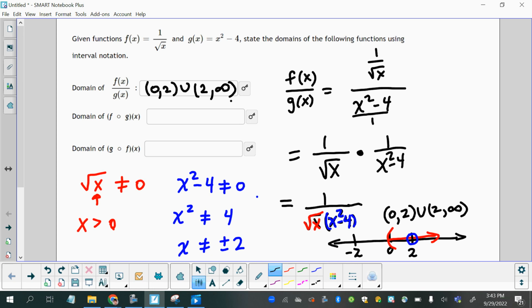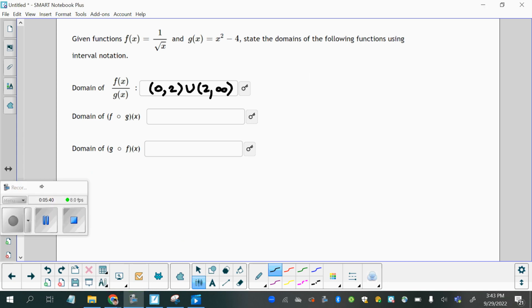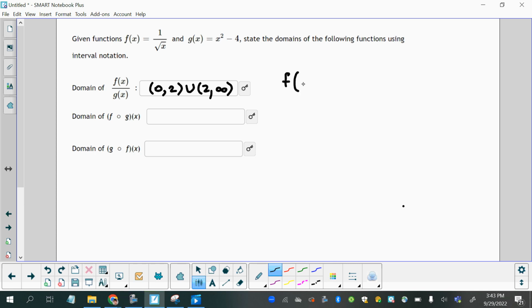All right, now we'll go on to the next part. Now we're going to do f of g of x. So f of g of x is where your g of x function gets inserted where the x normally is in the f function.